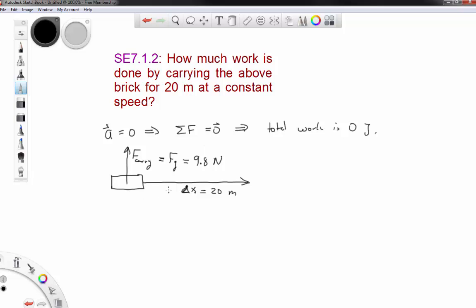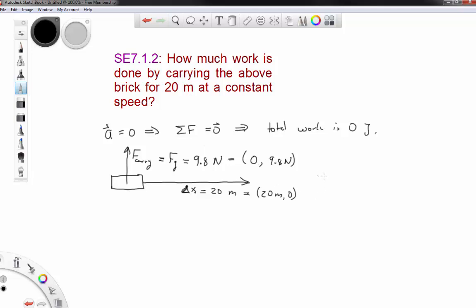All right, but notice now this is entirely in the y direction. So this could be written as 0, 9.8 newtons. This could be written as 20 meters, 0. So the two are in perpendicular directions.